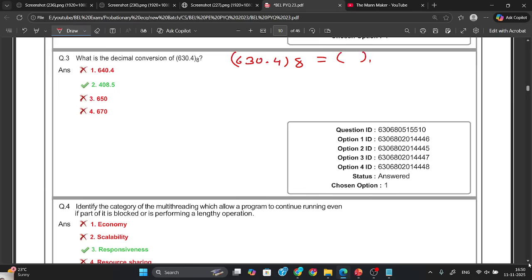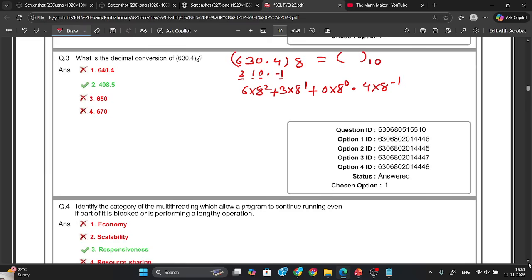We need to convert this into a decimal. This is your 0, this is 1, and this is 2 position. And after the point, I told you it will go -1, -2, -3 like that. So here we have 6. So 6 into 8 to the power 2, plus 3 into 8 to the power 1, plus 0 into 8 to the power 0. Now after the point we have 4, so 4 into 8 to the power -1.